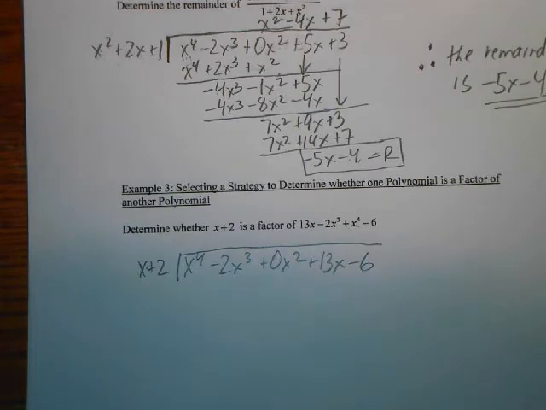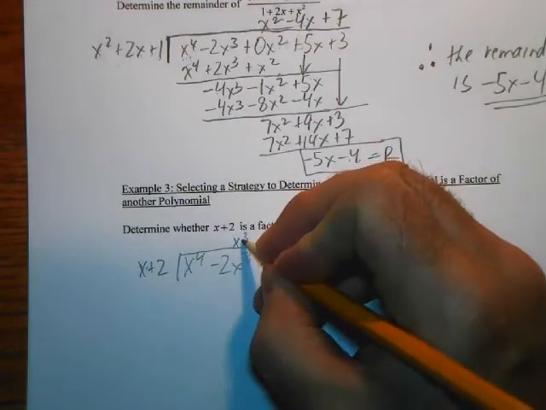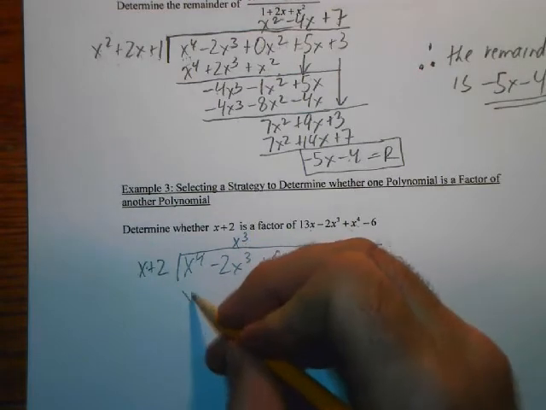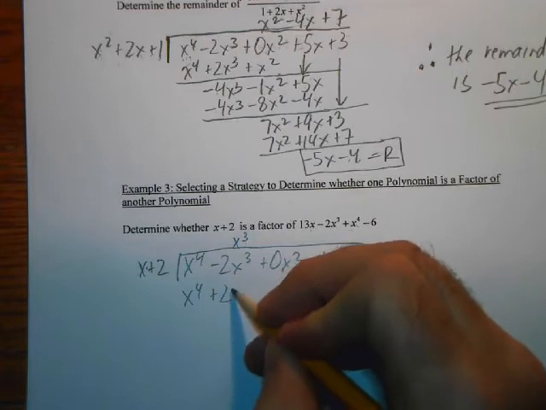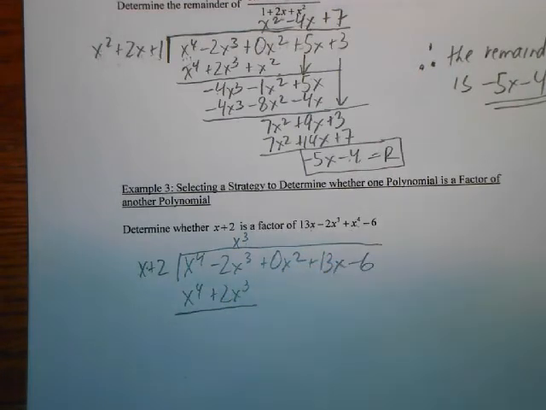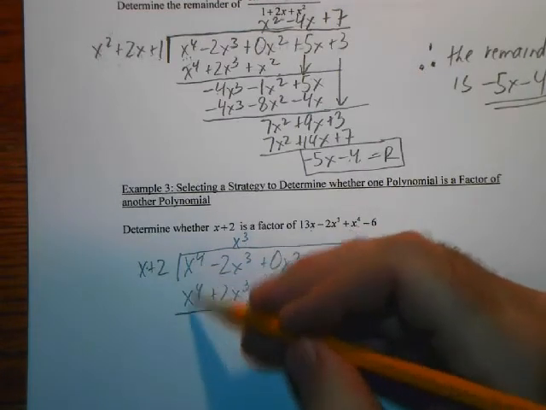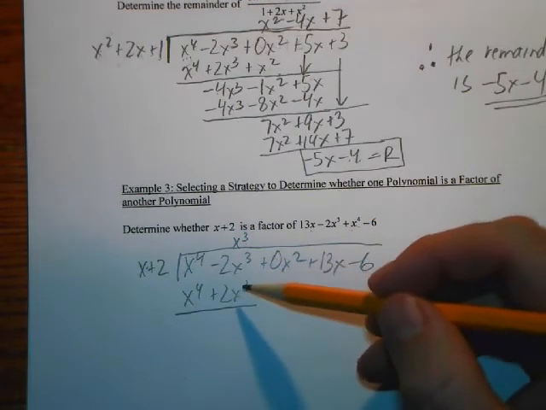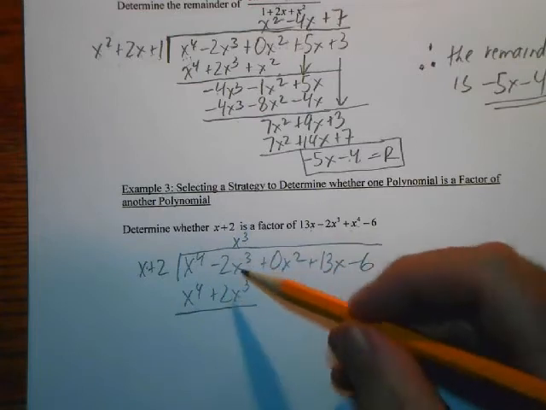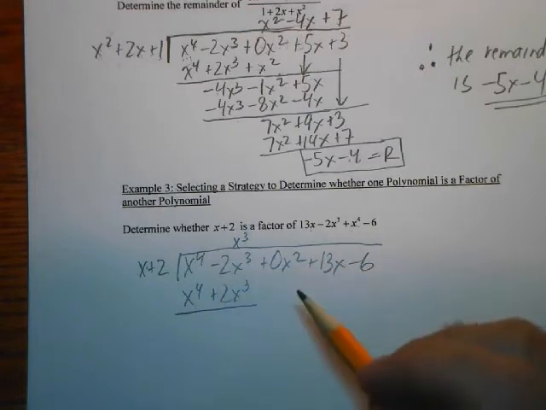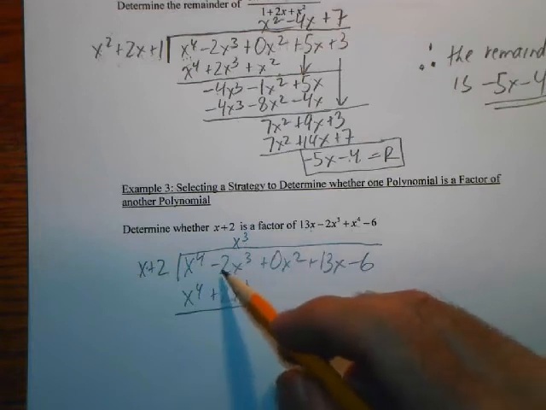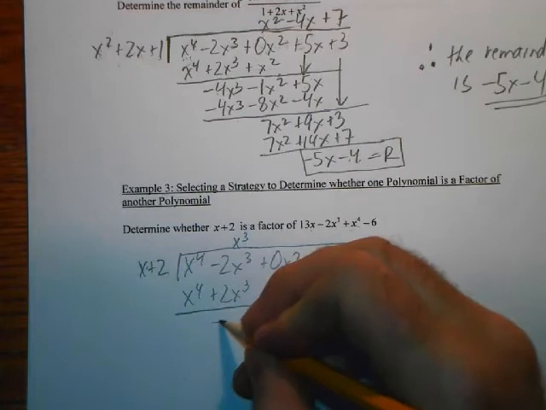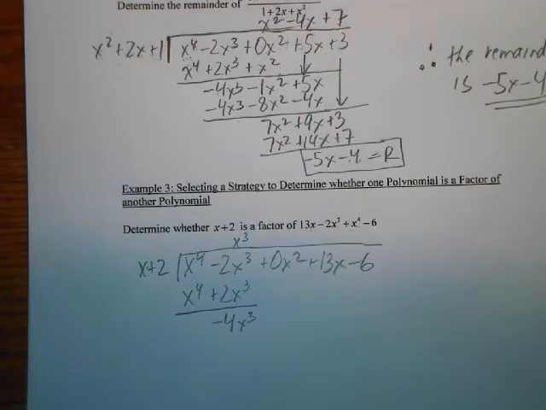x to the 4th, well, that would be x cubed. And then we multiply x cubed with both of these. We get x to the 4th plus 2x cubed. Okay, those cancel, x to the 4th minus x to the 4th. And careful here again, because this does not cancel because we're subtracting. So negative 2x cubed minus 2x cubed is going to be negative 4x cubed.